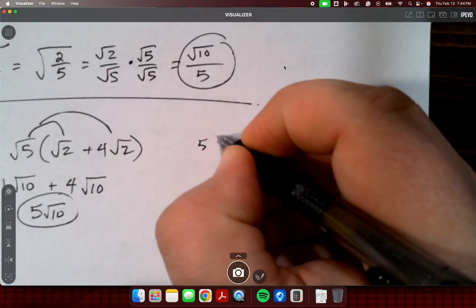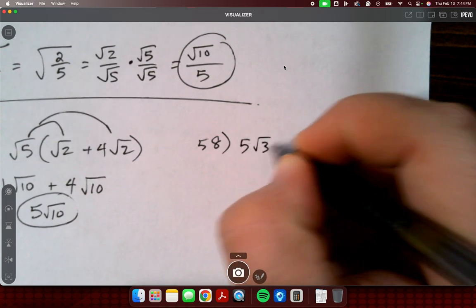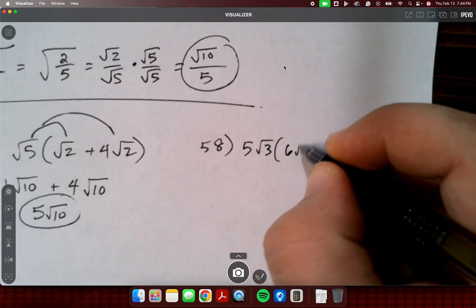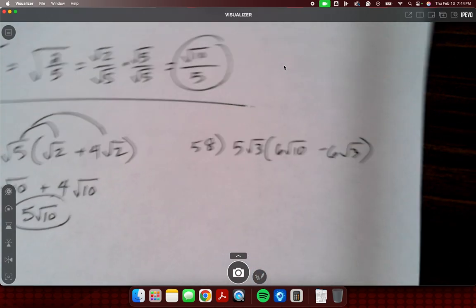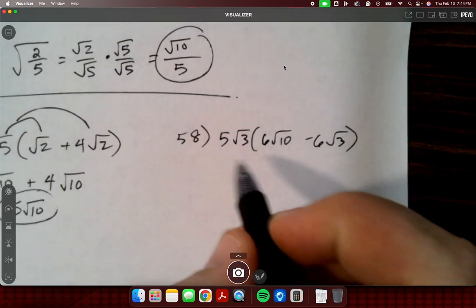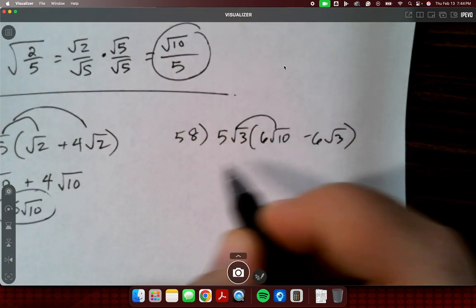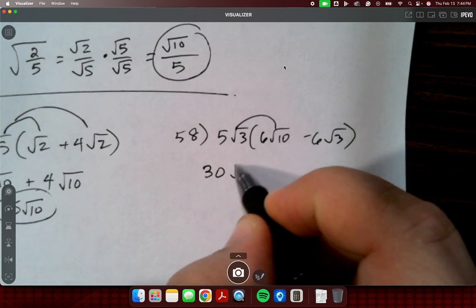Last one, 58. 5 square root of 3, 6 square root of 10, minus 6 square root of 3. Okay, so this is where you got to remember, we do combine things that are outside and things that are inside, but we don't mix them together. So 5 times 6 is 30. Square root of 3 times square root of 10 is the square root of 30.